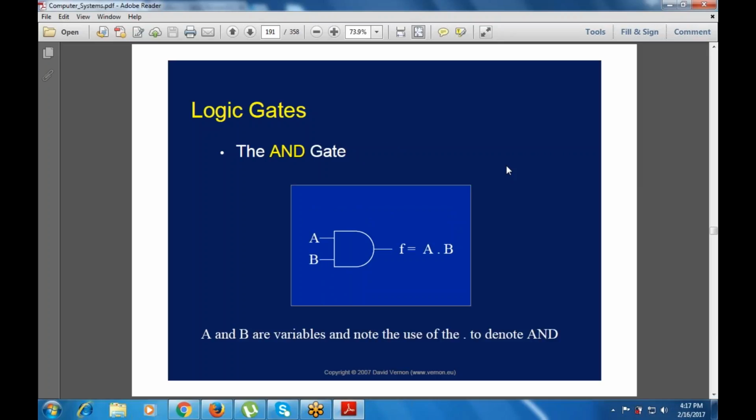Now this is a symbolic representation of how we can represent the AND gate. A and B are the variables, and note the use of the dot operator to denote the AND. That means we are using A into B. That is F equals A into B, and A and B are connected with the logic gate. So this is AB or A into B. Now A and B are the variables, and note the use of the dot operator to denote the AND operator.